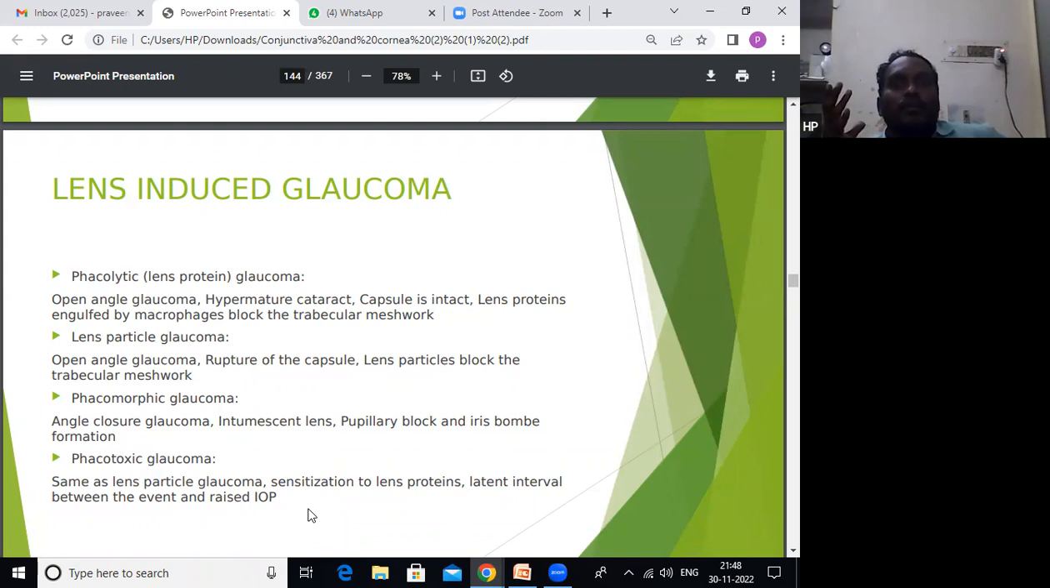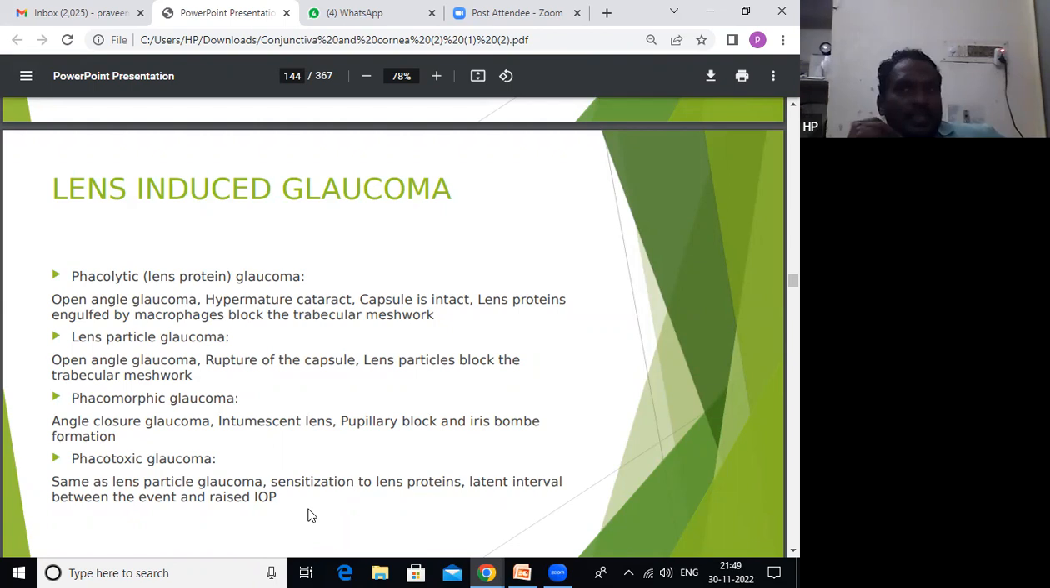Let me repeat. Glaucoma occurring because of a swollen lens that is changing the morphology of the lens is called phacomorphic glaucoma, and it's an angle closure type of disease. Then, in a hypermature cataract, where the capsule is intact, the lens proteins leak out of the capsule, the macrophages go and block the trabecular meshwork, and there is an increase in intraocular pressure. That is phacolytic glaucoma. But in any cataract where the capsule is breached, the lens particle itself will come out directly and block the trabecular meshwork, therefore lens particle glaucoma.